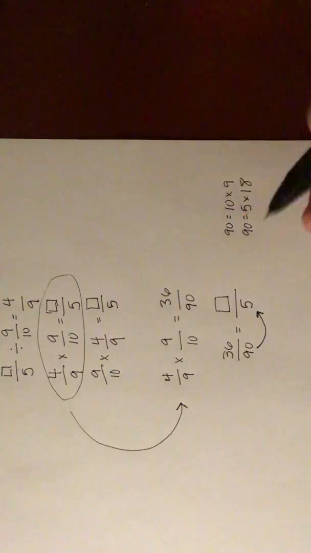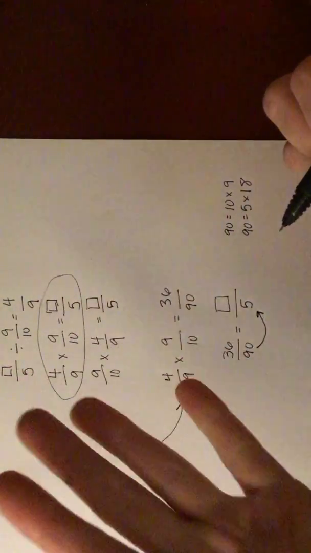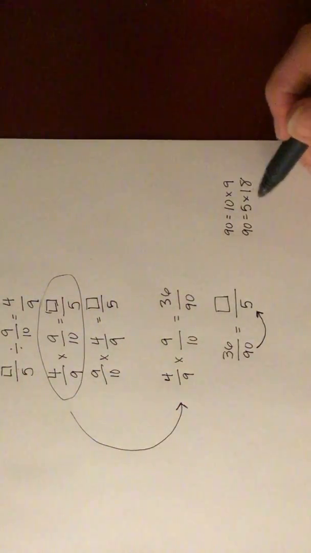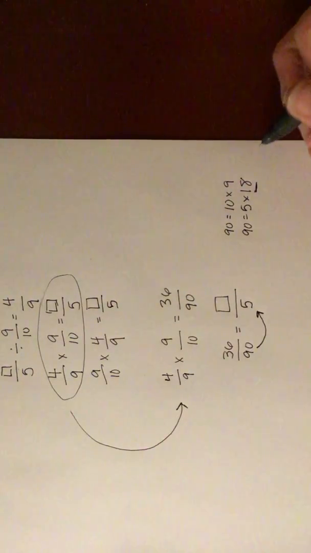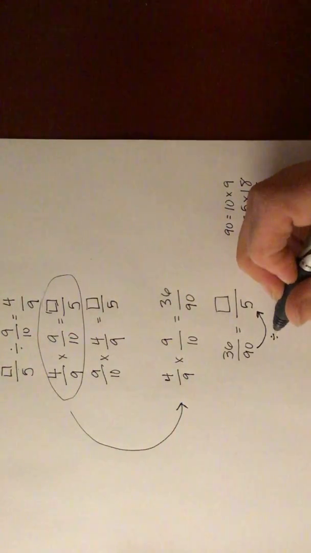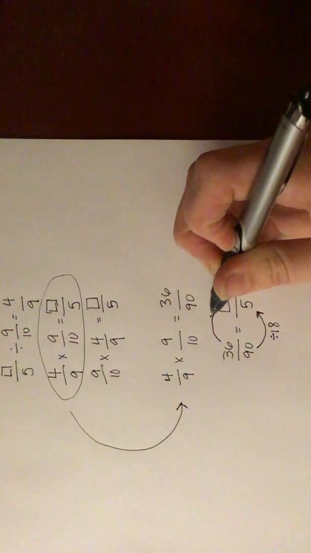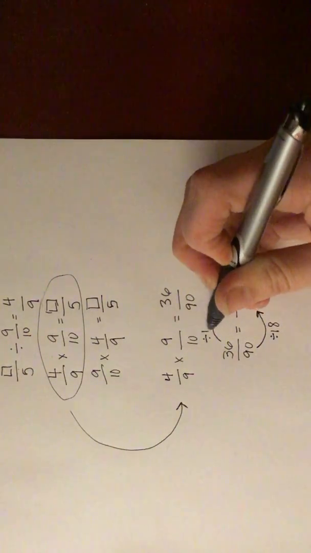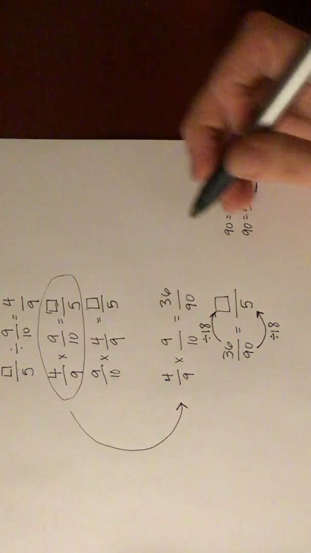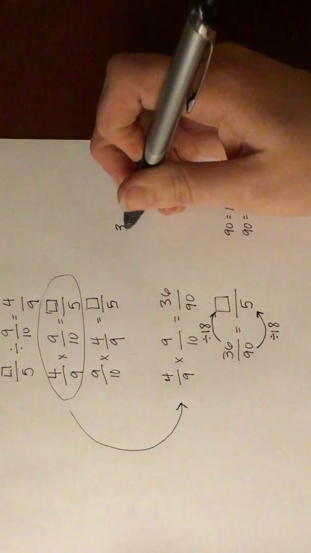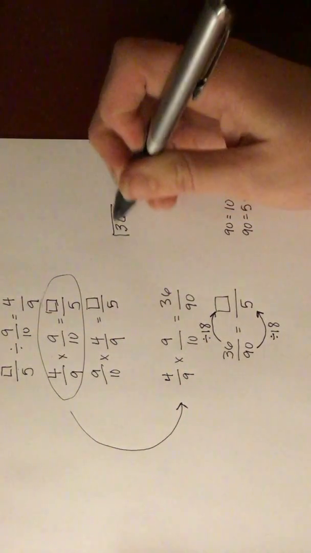I could also have just counted up 5, 10, 15, 20, but that could have taken me a minute. So I did it this way. Whatever way works for you. So I figured out that they divided by 18 to get here, from 90 to 5. So I've got to do that same thing to the top to get from here to there. So I need to do 36 divided by 18.